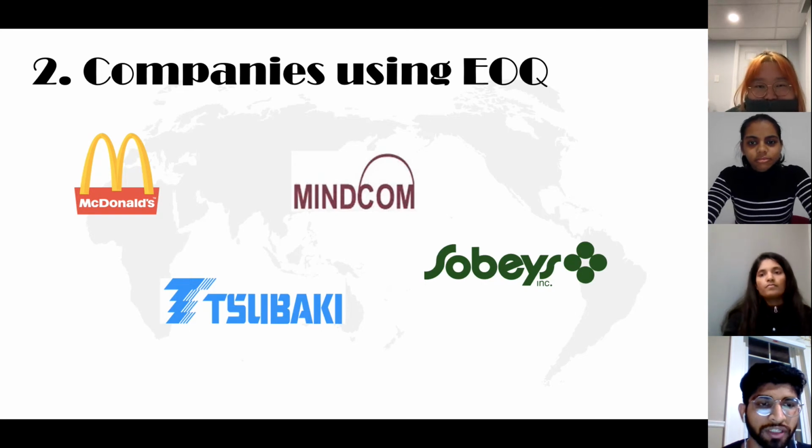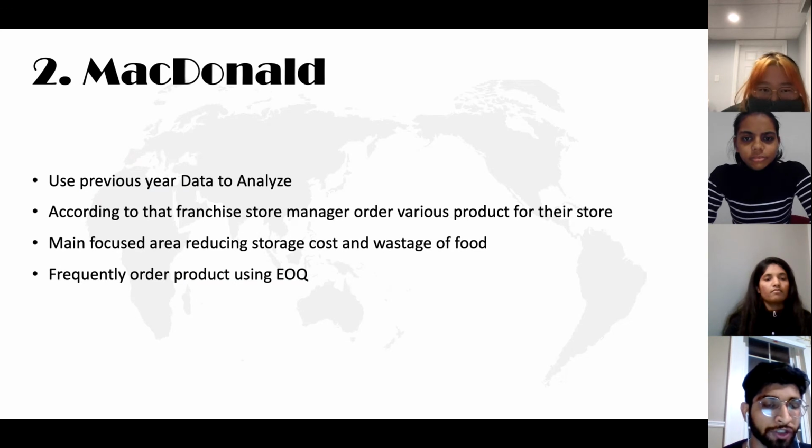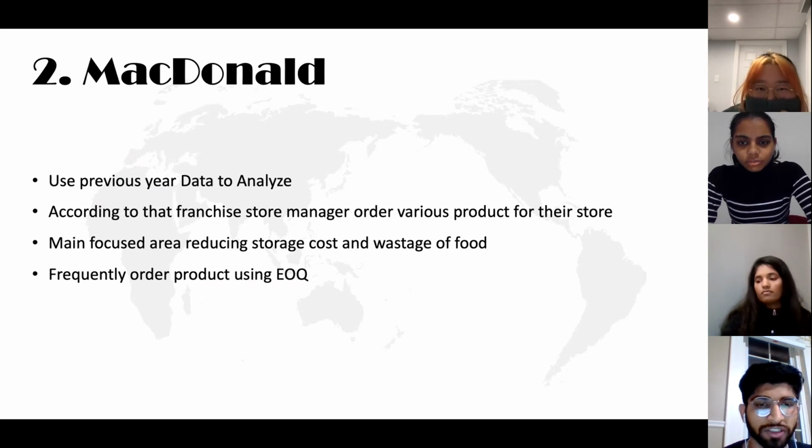There are many companies using the economic order quantity. A few of them are McDonald's, Mindcom Service Private Limited, Subaki, and others. The most popular among them is McDonald's. McDonald's uses its previous data for the economic order quantity, and according to that, the franchise store manager orders various products for their store.